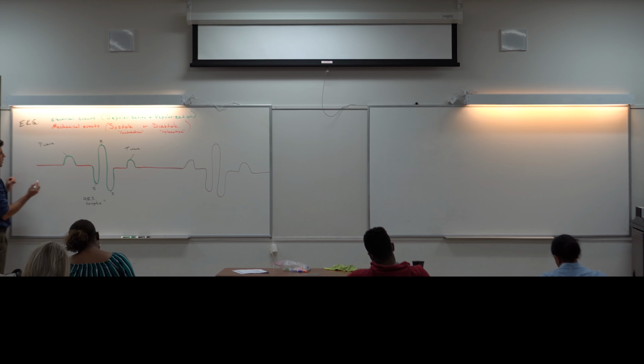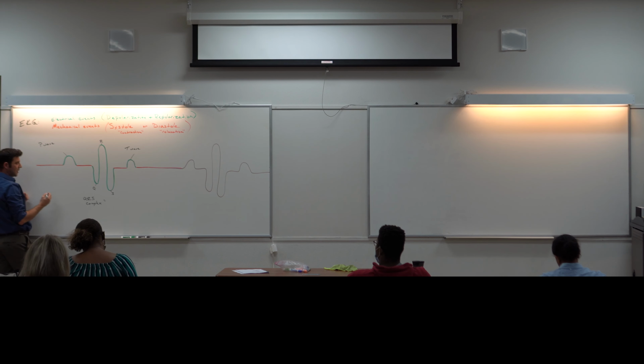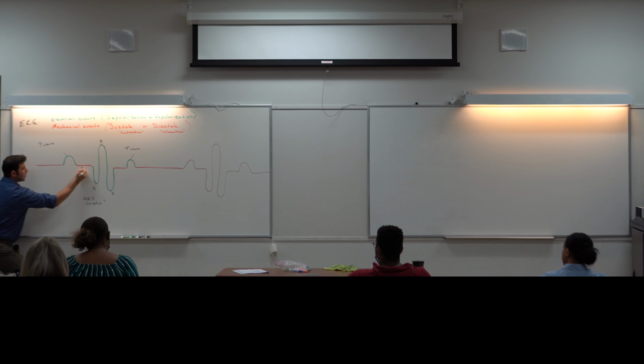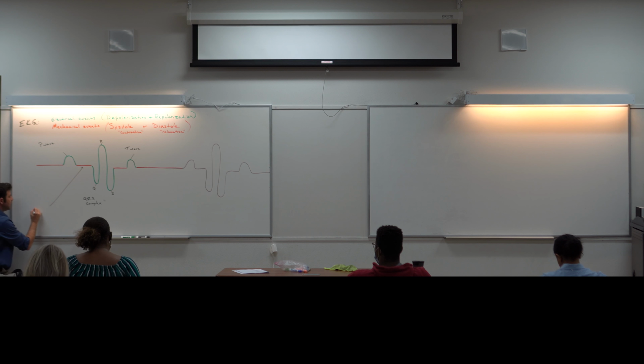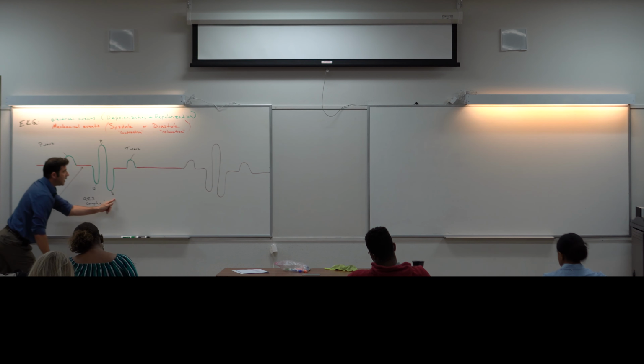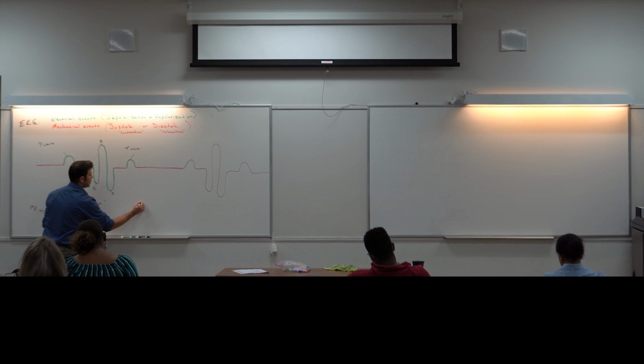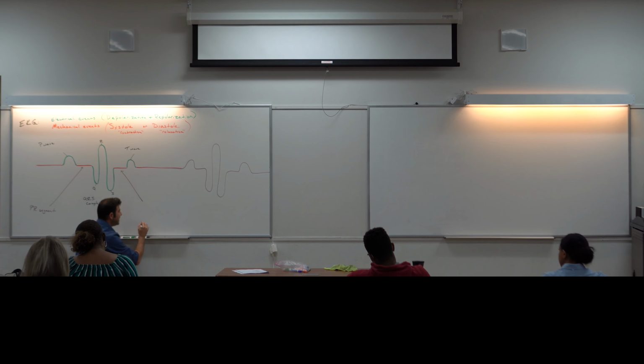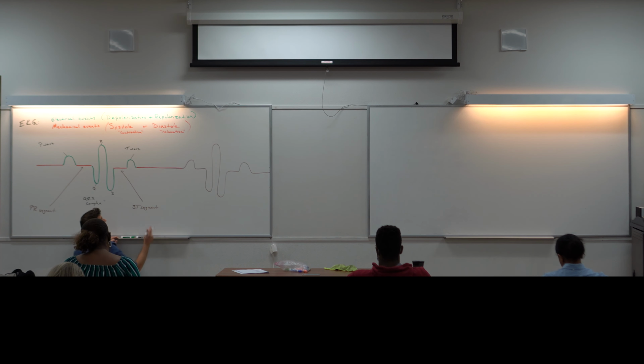I'll grab a different color here to represent our mechanical events. The first mechanical event, I'll bring this all the way over here. We said this is our PR segment. The other one between the S and the T wave, this little bit is our ST segment. And then between the T wave and the very next P wave is our TP interval.